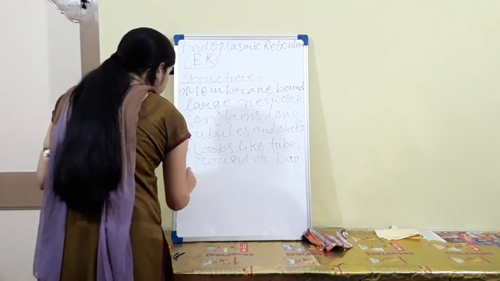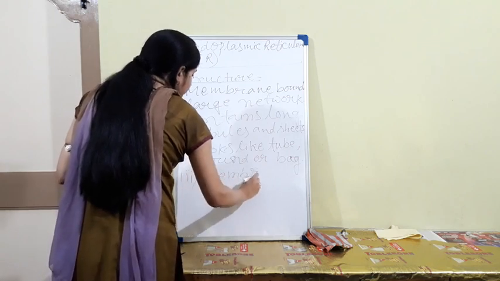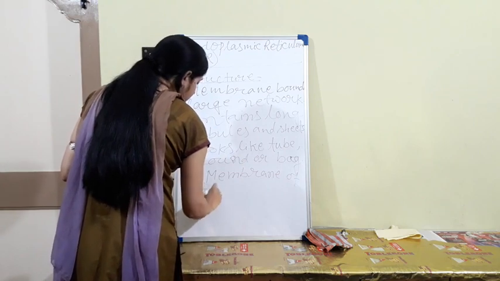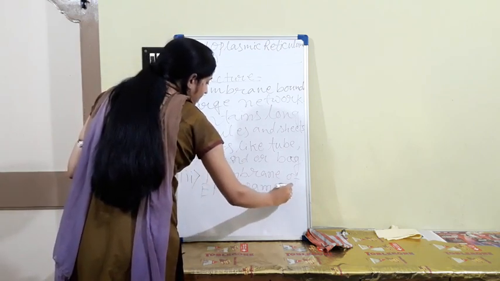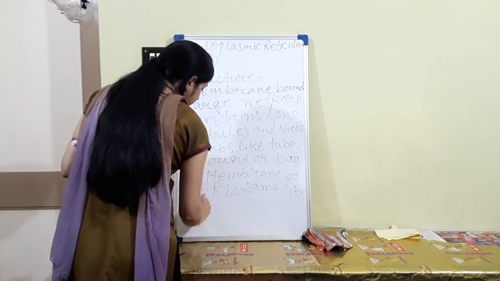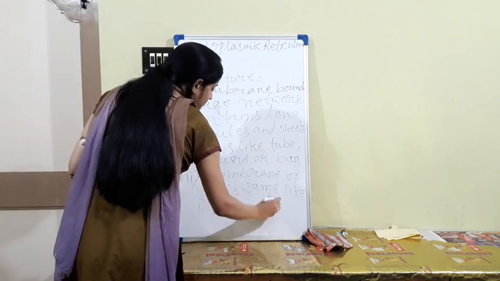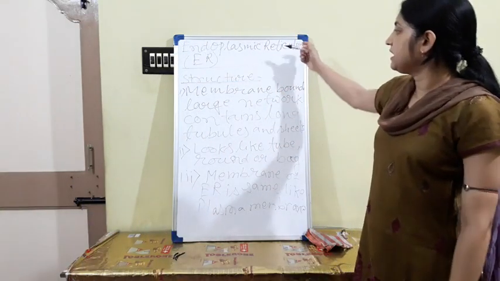Another thing, the membrane of ER is the same as the plasma membrane. So this is the structure of endoplasmic reticulum.